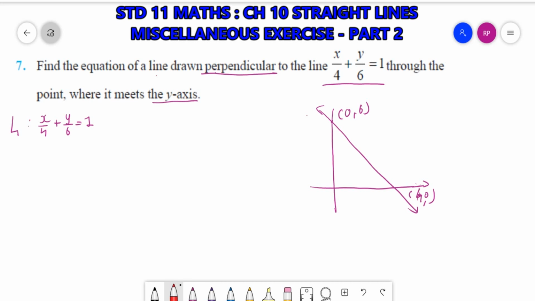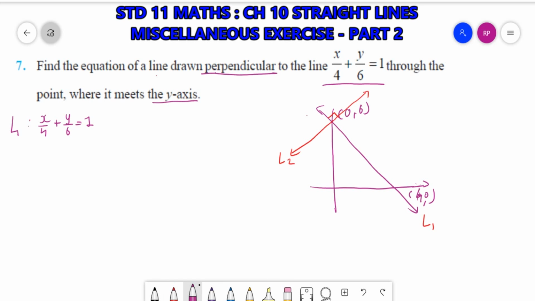So now let's draw a perpendicular line to this. Now this is perpendicular. This is line L1. This is line L2. Now we have to find out the equation of this red line, which is perpendicular to line L1 at the point where it meets the y-axis, that is (0, 6).